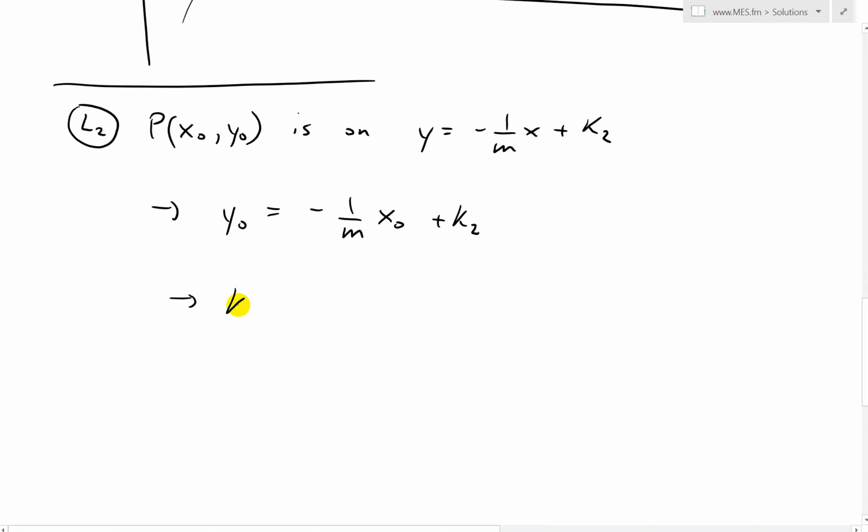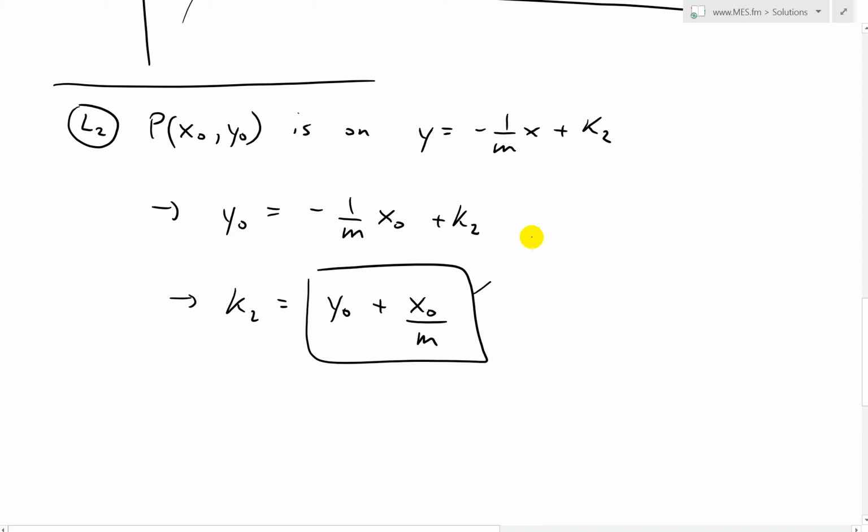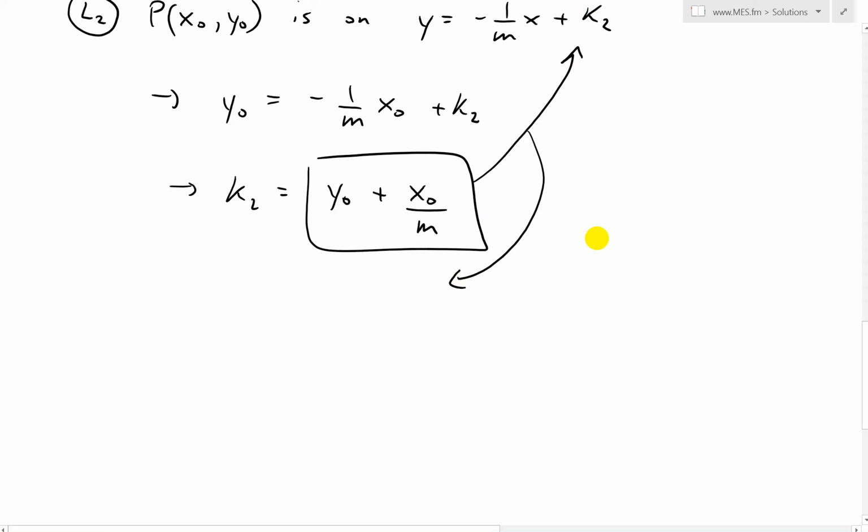Then what we get is k2 is equal to y0 plus x0 over m. And then what we can do is throw this k2 value inside there, and then what we get is, write it down here, y equals negative 1 over m x plus k2, which is y0 plus x0 over m, and let's move it over like this.